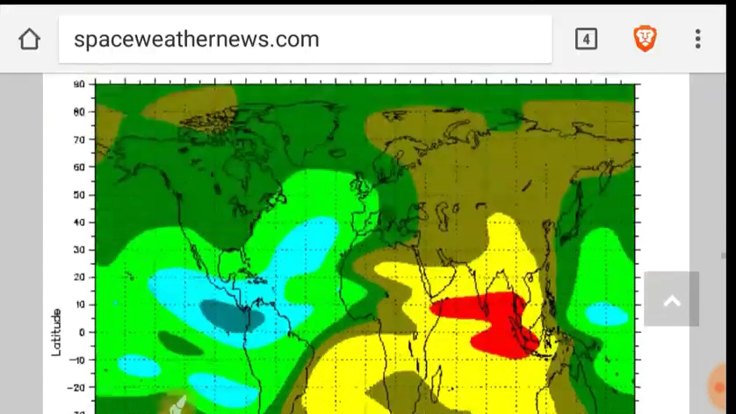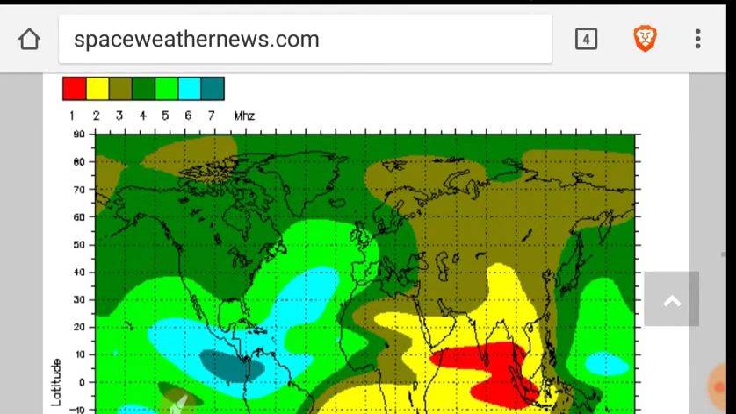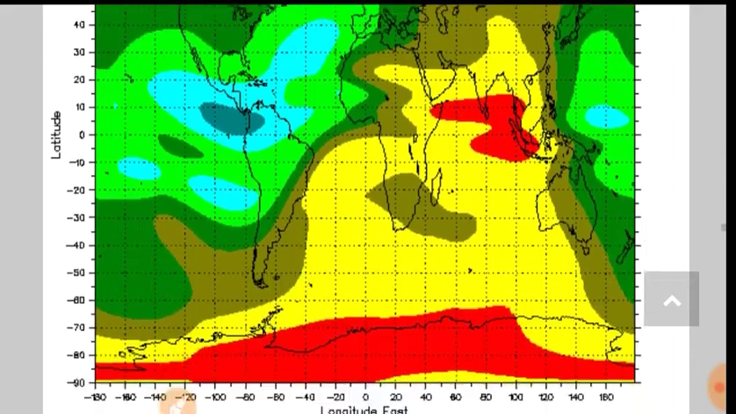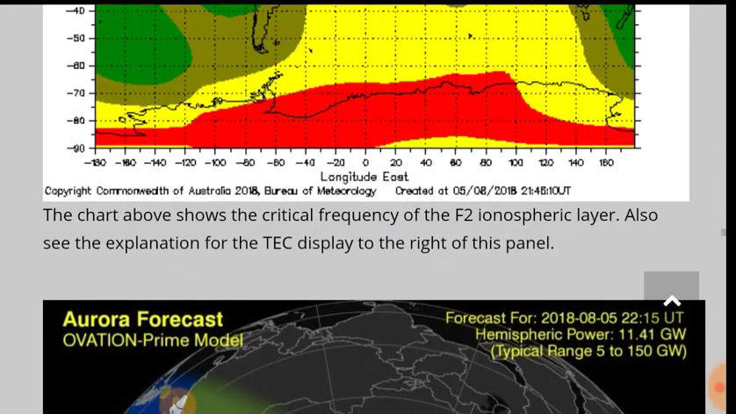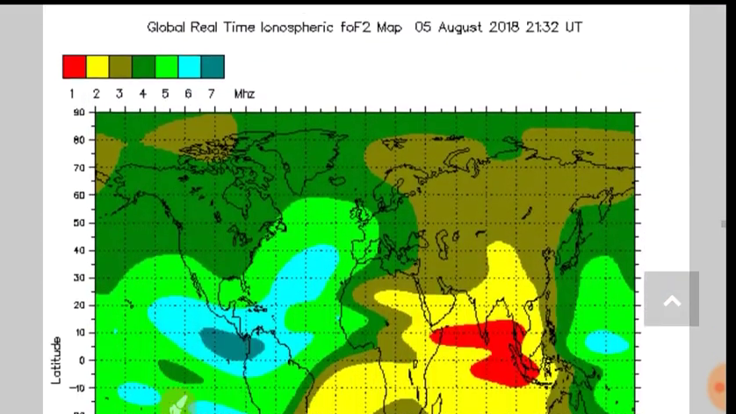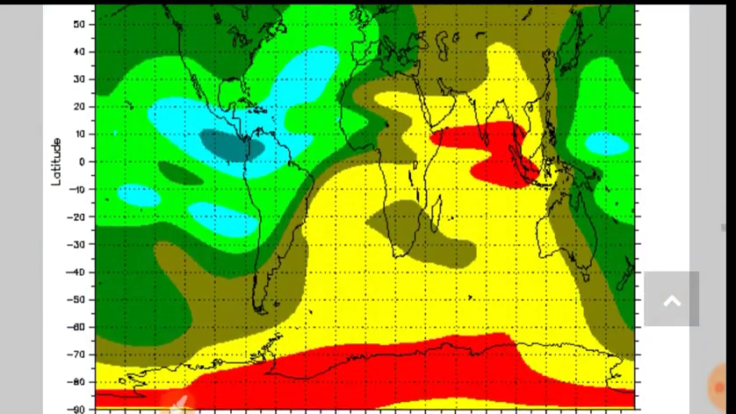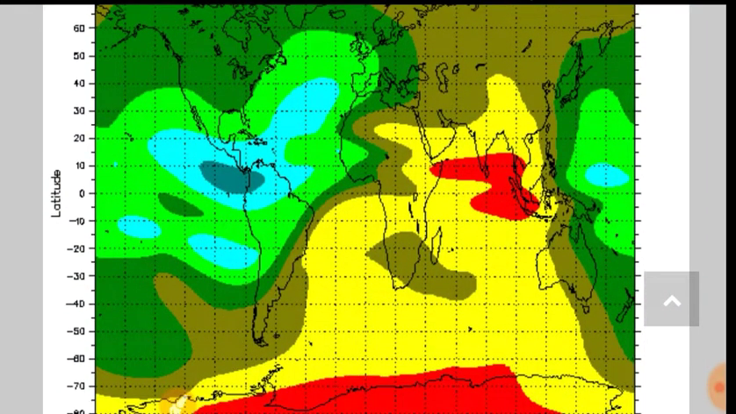Now, just to close up the video, look at the F2 ionosphere layer. Very low energy, okay? It is not the high energy that is the danger. The danger is the energy flux. So if you're at high energy and it goes to low, or low energy and it goes to high, or any combination of those two, that is your risk factor.